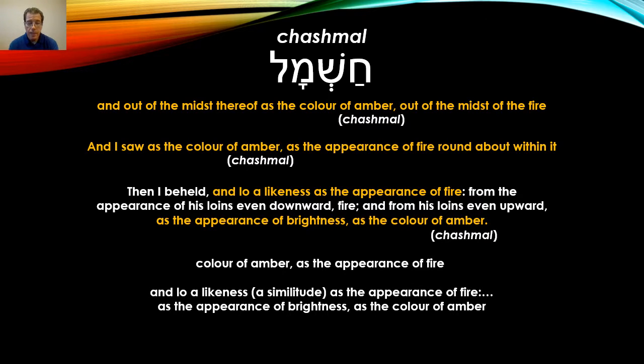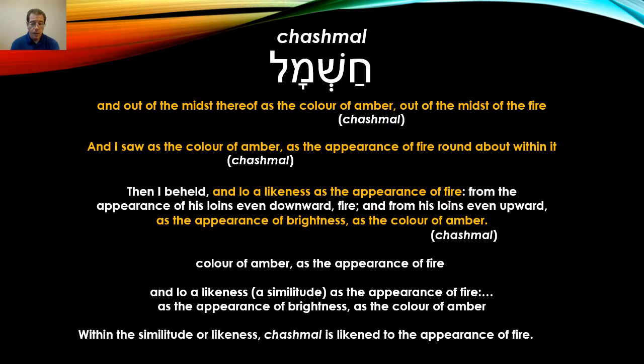And lo, a likeness. This is a similitude. The likeness was as the appearance of fire, and it describes what he saw as the color of amber on part of it. But the similitude or likeness, hashmal, is likened to the appearance of fire. It is likened to the look, the appearance of fire within this similitude.